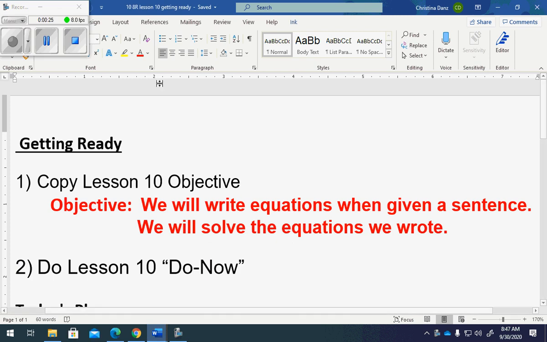So please write down that we will write equations when given a sentence. We will solve the equations we wrote. And you will be doing your do now. So if you can hit pause and do the do now without just copying me, and then turn it back on and make sure you did it right.